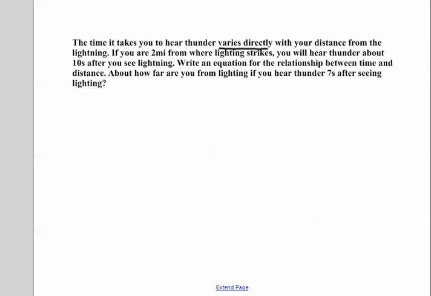Now, I underlined "varies directly," so I have to be thinking about y equals kx, and that my constant is y divided by x. Now, the time it takes you to hear thunder varies directly with your distance. So really, time is the y, so t equals kd. In this case, if you are 2 miles from where lightning strikes, you'll hear about 10 seconds. Hold on, wait, I think I goofed that up. Give me one moment. Nope, I'm good.